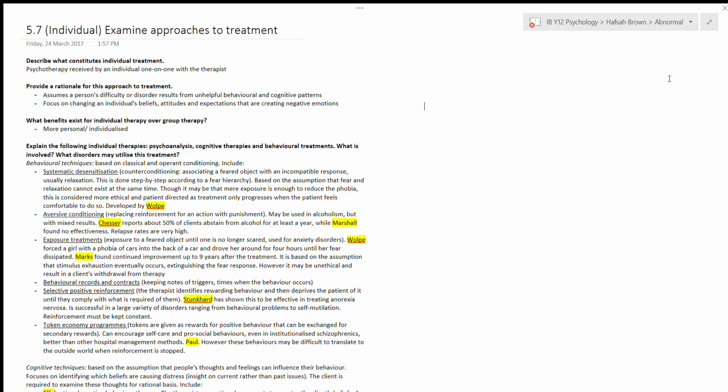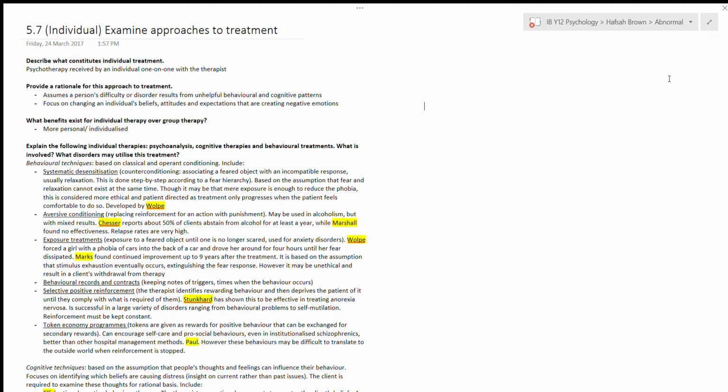It also focuses on changing an individual's beliefs, attitudes, and expectations that are creating negative or maladaptive, as in harmful, emotions. One of the big benefits that exists for individual therapy over group therapy is that it's a lot more personalized, which means that your voice won't get lost amongst others, and you know that you are truly being catered to instead of a group.